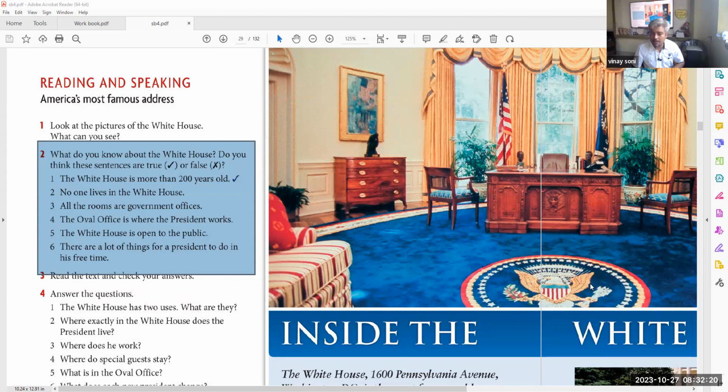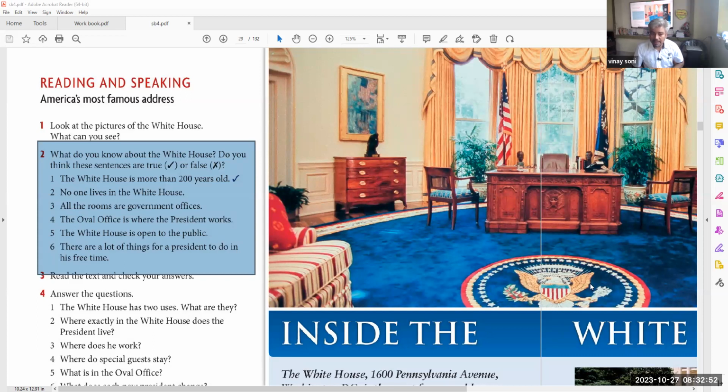All the rooms are government offices. Do you guys think this statement is true or false? It means all the rooms are not government offices. Yes. It's a very big building, no? There are a lot of rooms. All the rooms are not government offices. Some rooms are. Okay. All right.